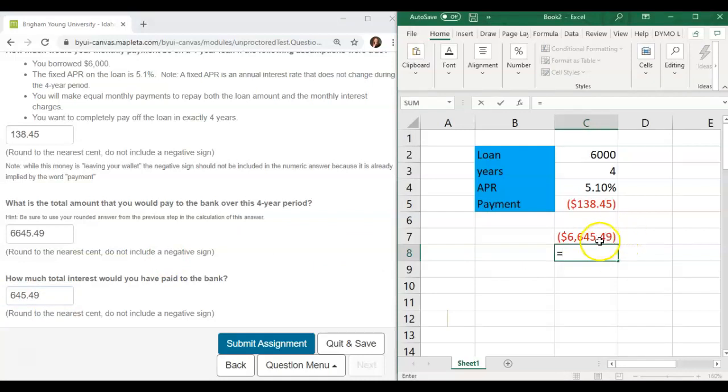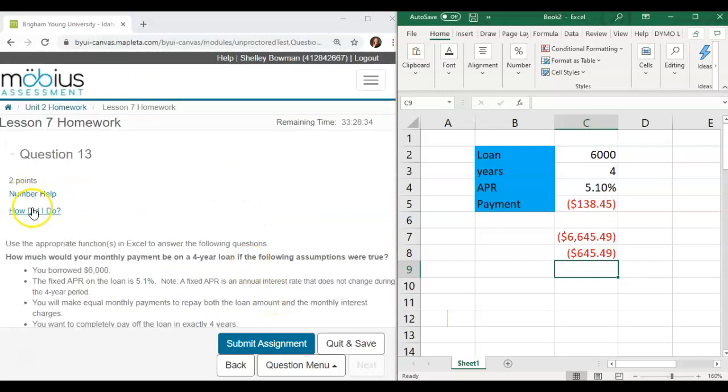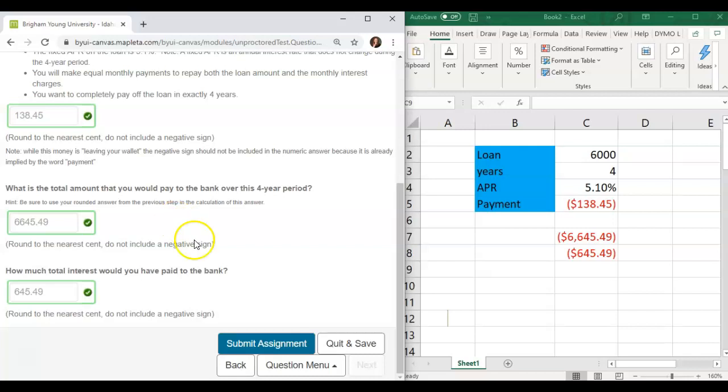Since this is already negative, I can actually just add the 2 and it'll give me the difference because one is negative and one is positive. If you feel more comfortable making this one positive and then subtracting this, you can do that as well. I rounded to the nearest cent, and I didn't include the negative sign. Everything looks good. We can verify with how did I do and look for the green check marks and move on to the next problem.